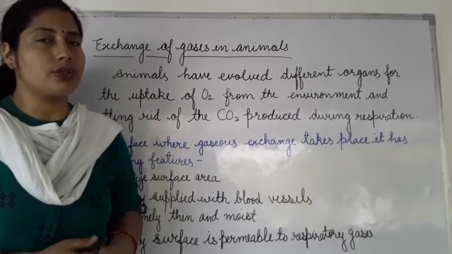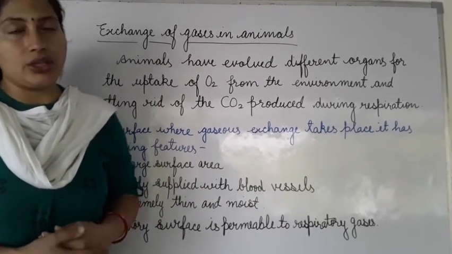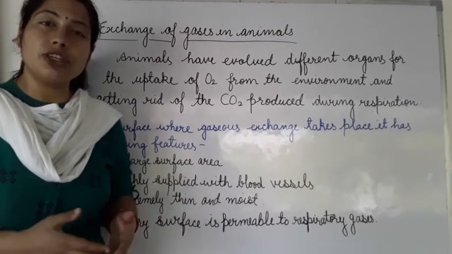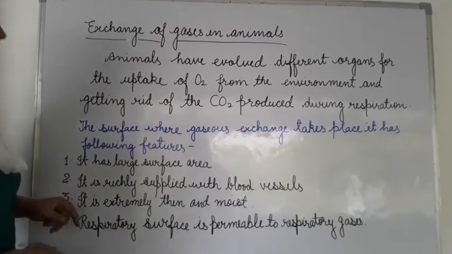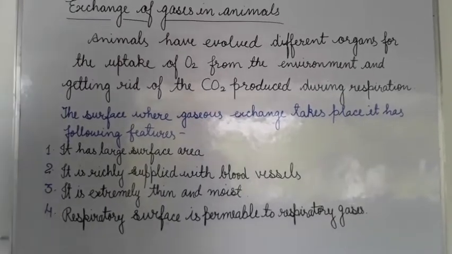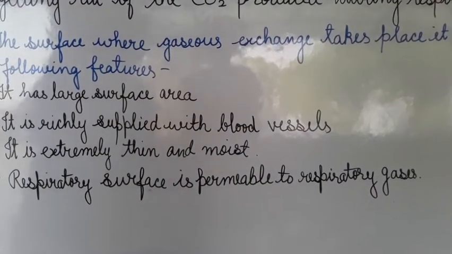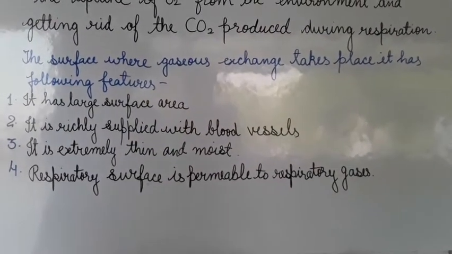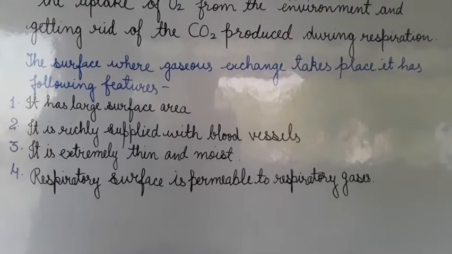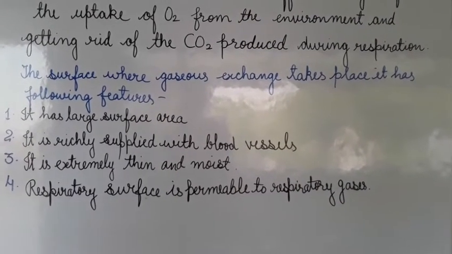In animals, what are the respiratory gases? Mainly oxygen and carbon dioxide. So what are the four special features of a respiratory surface? It has a large surface area. It is richly supplied with blood vessels, blood capillaries. It is extremely thin and moist, and respiratory surface is permeable to respiratory gases.